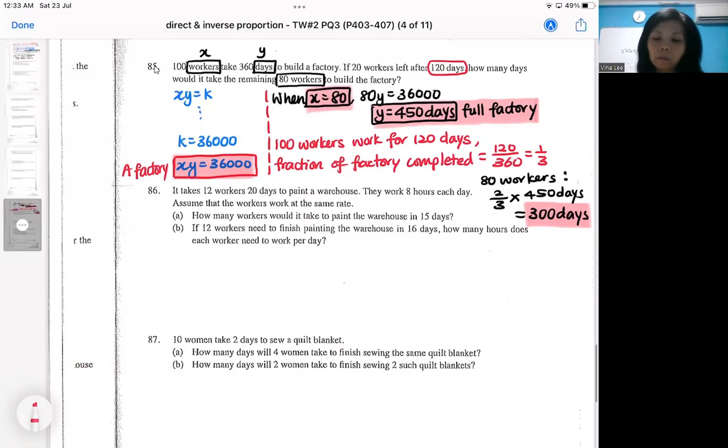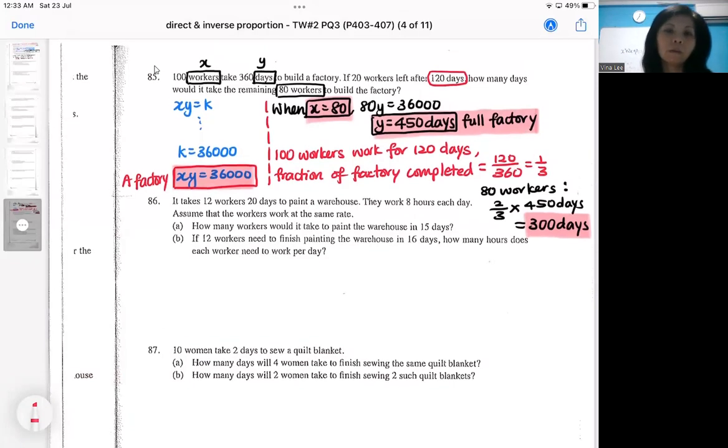So that is one of the more tricky questions. This one can be done by some primary school method, which I usually don't show. So this is the equation method. Just bear in mind the equation that you found is meant for a full factory. When you don't have a full factory, that means you don't need so many days.